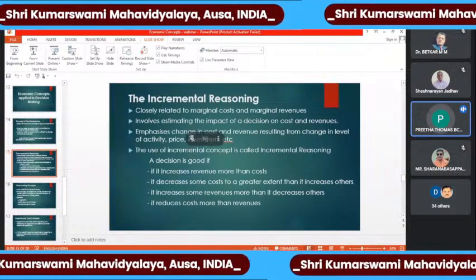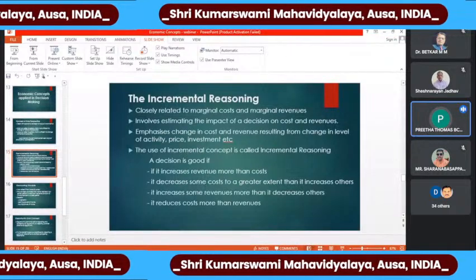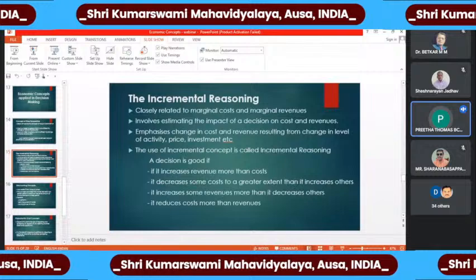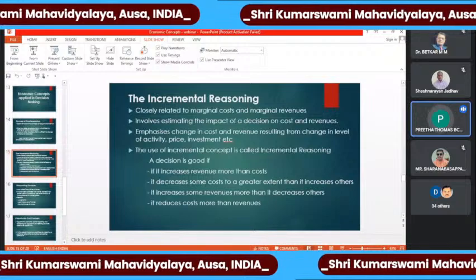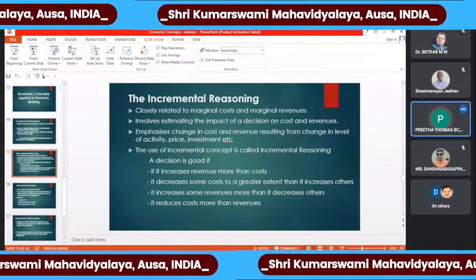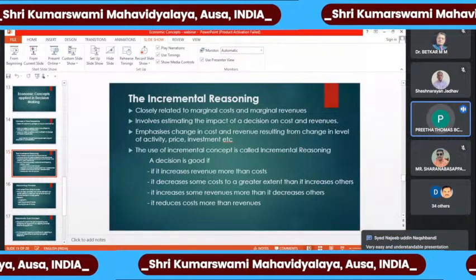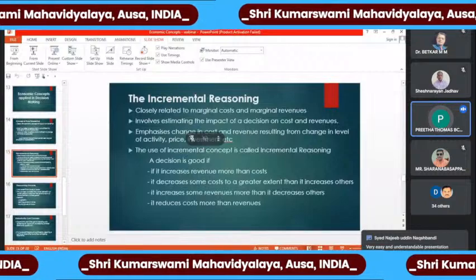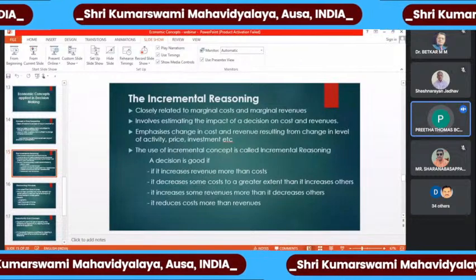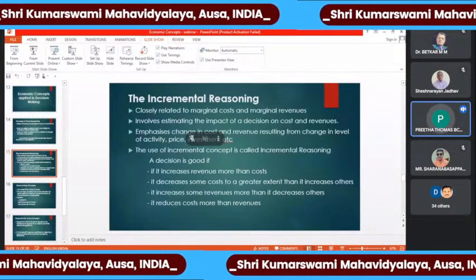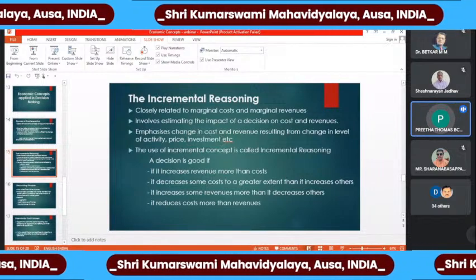See, anyway, the company is incurring some cost and getting some revenue, right? When I take a decision, what is the impact of the decision on the cost and revenues? That is important in deciding whether the decision is a good one. So that incremental change in cost and change in revenue is more important than total cost and total revenue. That is why we say it is closely related to marginal cost and marginal revenues, and it involves estimating the impact of a decision on cost and revenues.